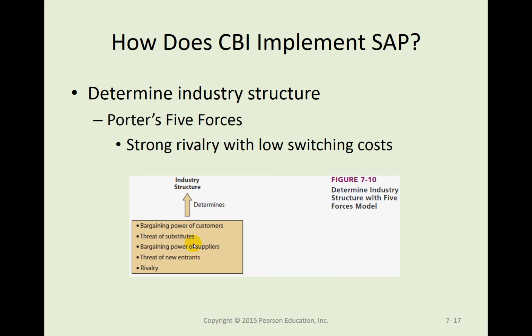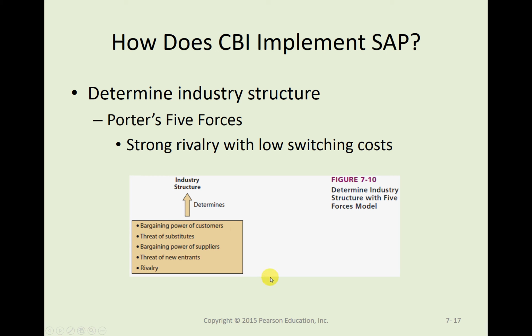So we have the bargaining power of customers. How much power do they have over us? How much power do substitutes have? Substitutes are not rivals. They're not existing rivals. They represent what you could do differently or on your own to achieve the same goal. And if we're going to be building custom bicycles, as in the case with CBI, then there really isn't too much of a threat of substitutes.